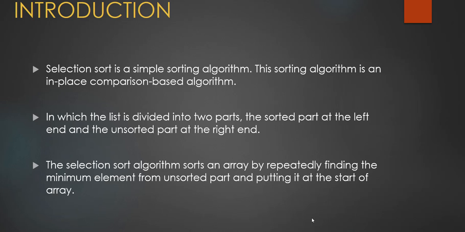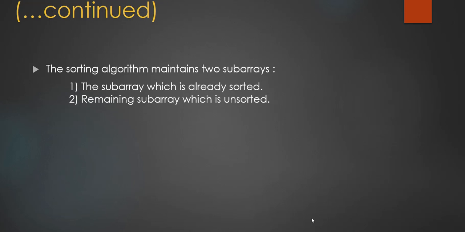The selection sort algorithm sorts an array by repeatedly finding the minimum element from the unsorted elements and putting that minimum element at the start of the array, which is sorted. This sorting algorithm maintains two subarrays: the subarray which is already sorted and the remaining subarray which is unsorted.